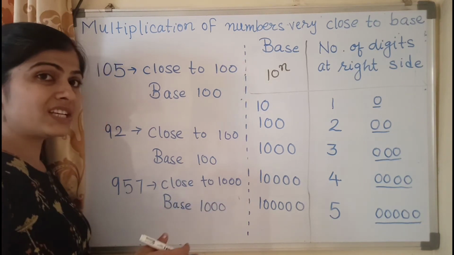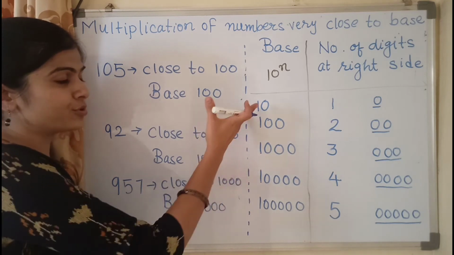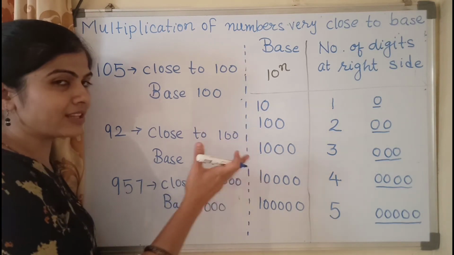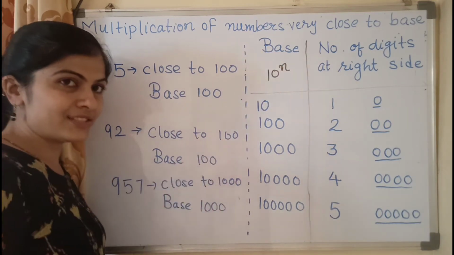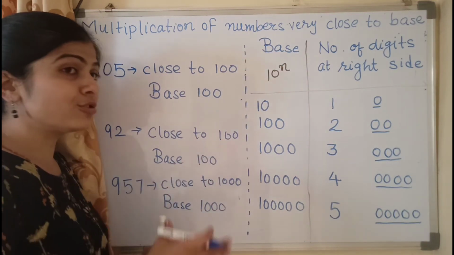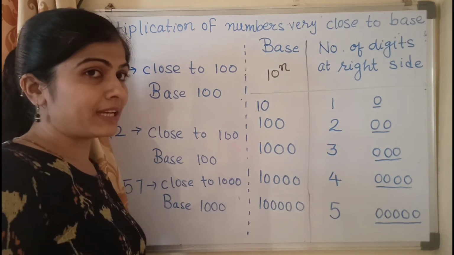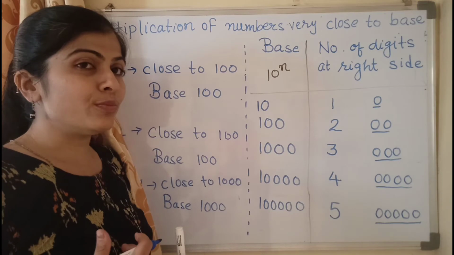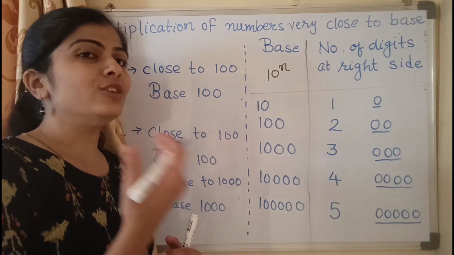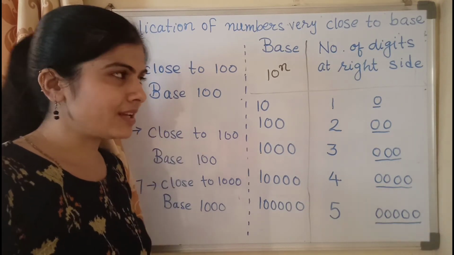So you can choose the numbers which are closer to 10, 100, 1000, 10,000 and so on. So the base should be a power of 10. That is the first thing that you should keep in your mind. Before starting multiplication, you should check whether the number is close to a base of 10 or not. Only then can you apply this method. Okay, keep this in mind.